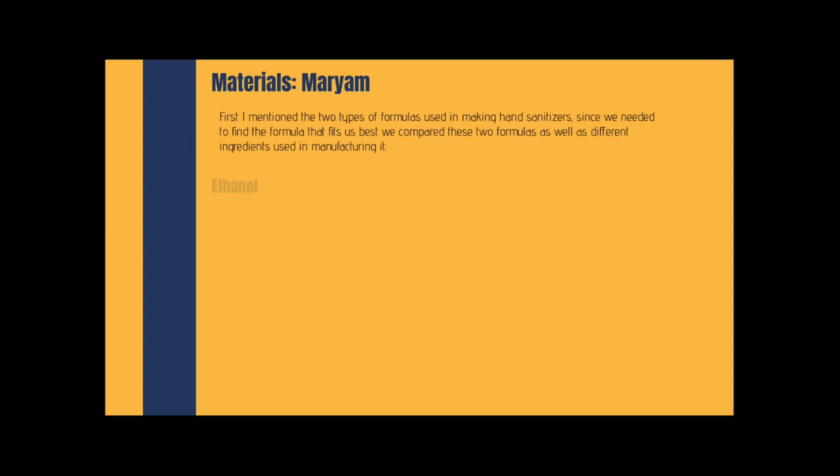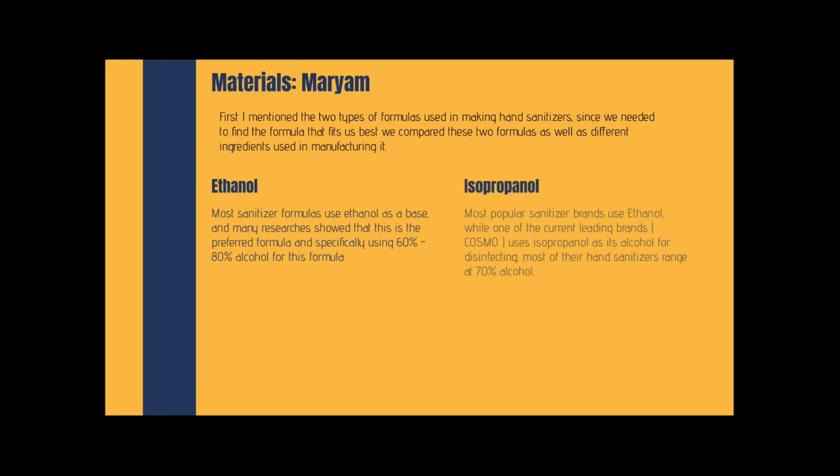Ethanol. Now, ethanol is used in most hand sanitizer as an alcohol base, and many researches showed that it's the preferred formula and specifically used at 60 to 80% alcohol. Isopropanol. Now, as I said, most popular brands used ethanol, while one of the current leading hand sanitizer brands, Cosmo, uses isopropanol as its alcohol for disinfecting, and most of their hand sanitizers range at 70% alcohol.